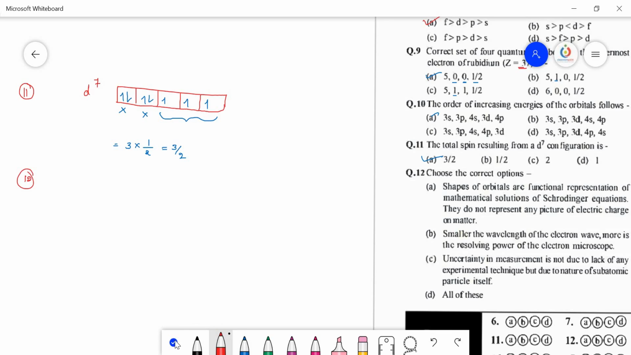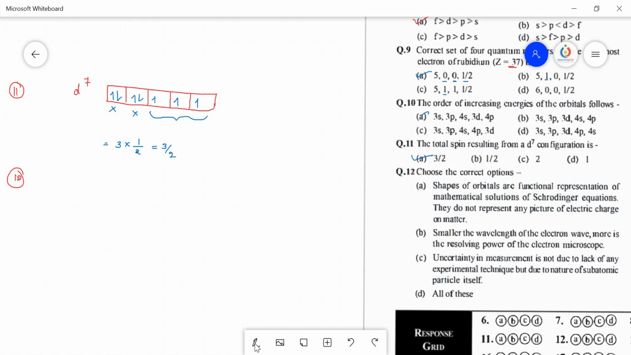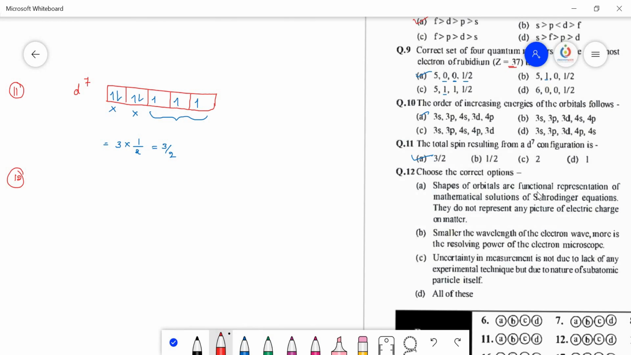Let's solve question number 12. Choose the correct statement, they said. The options are: shapes of orbitals are a functional representation of the mathematical solution of Schrodinger's wave equation; they do not represent a picture of electric charge on the matter. This is correct. Next one: the smaller the wavelength of the electron wave, the more is the resolving power of the electron. It is also correct. Uncertainty in measurement is not due to the lack of any experimental technique, but due to the nature of the subatomic particle itself. It's true. Why?